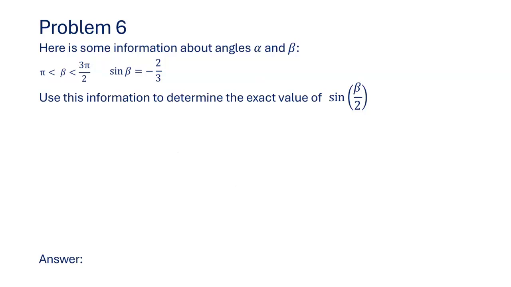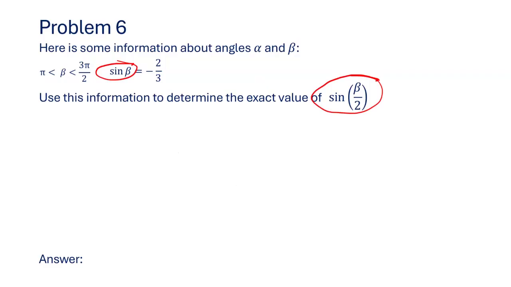Okay, so here we have some information about alpha and beta. We want to find, oh, not alpha, just beta. Okay, and we want to find sine of beta over 2. So this to me looks like we're going to have to use one of our half angle identities, because we know sine of beta, but not sine of beta over 2.